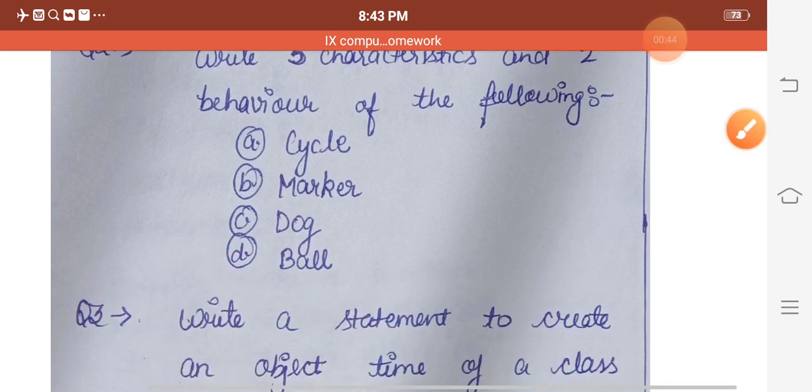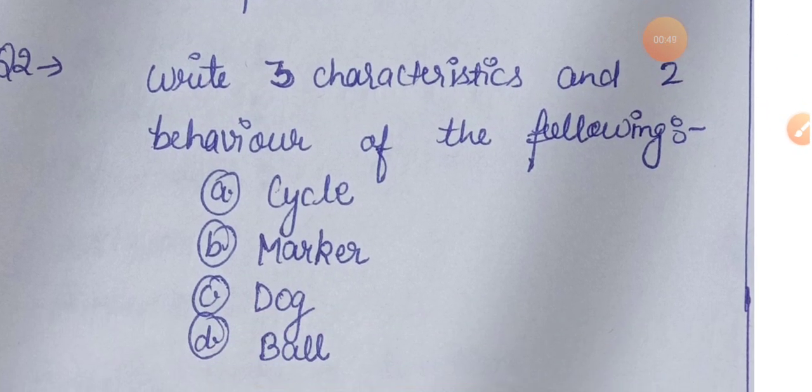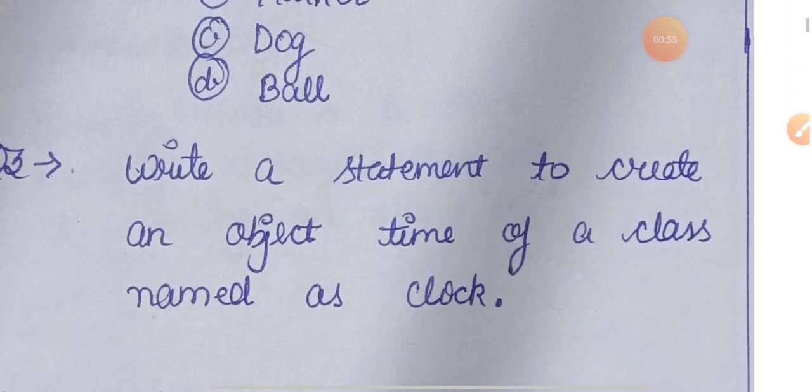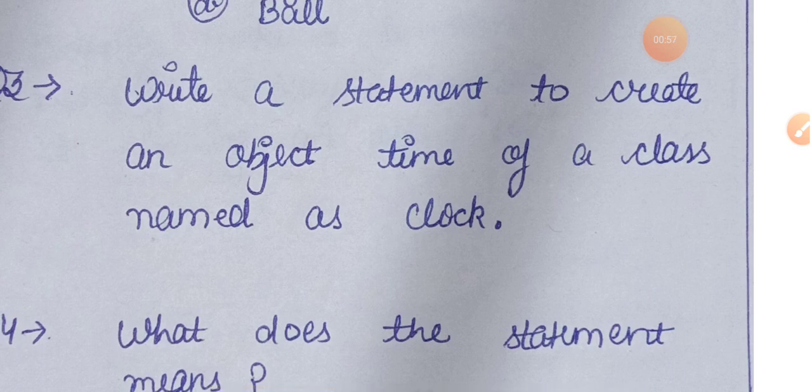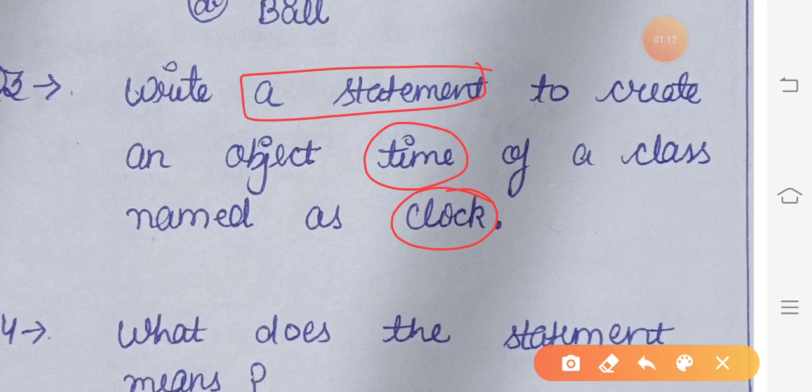Now here, second question, write 3 characteristics and 2 behavior of the following: cycle, marker, dog and ball. Moving on to third, write a statement to create an object time of a class named as clock. What you have to do is, we are having a class named as clock. You have to make an object named as time. So only in one statement you have to write that how to create the object.